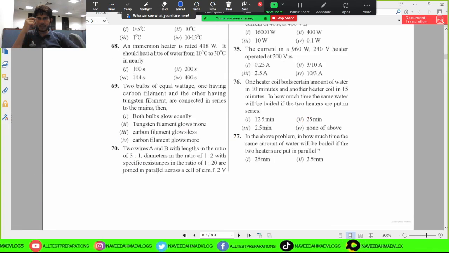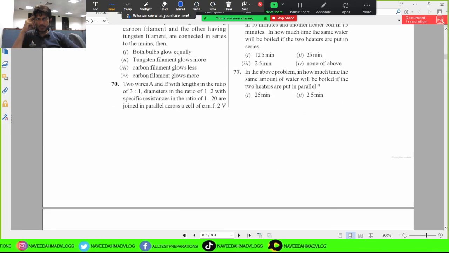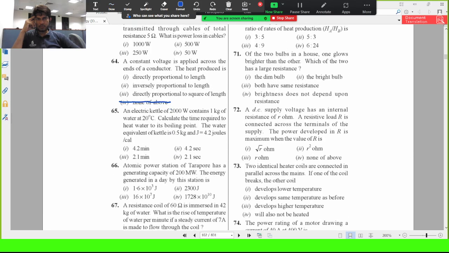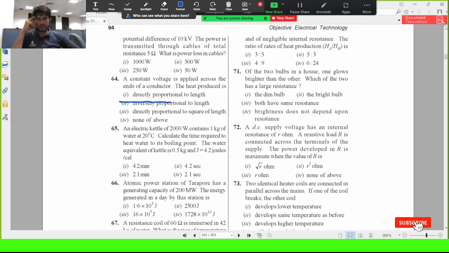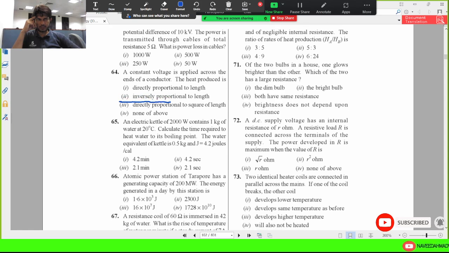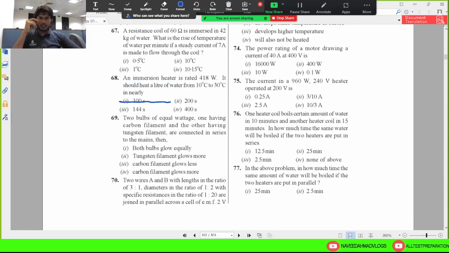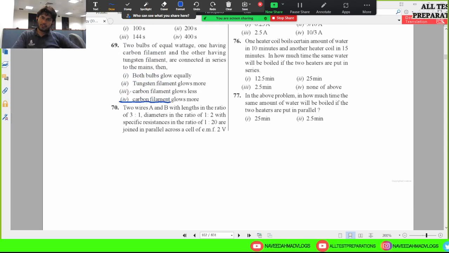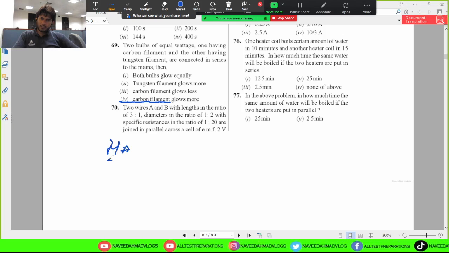Figure number 70. Two wires A and B with length in the ratio of 3:1, the diameter in the ratio of this, with specific resistance, meaning resistivity, in the ratio of 1:20, are joined in parallel across a cell of EMF 2 volt. Voltage is constant, and of negligible internal resistance. You need to find the ratio of rates of heat production, HA divided by HB.